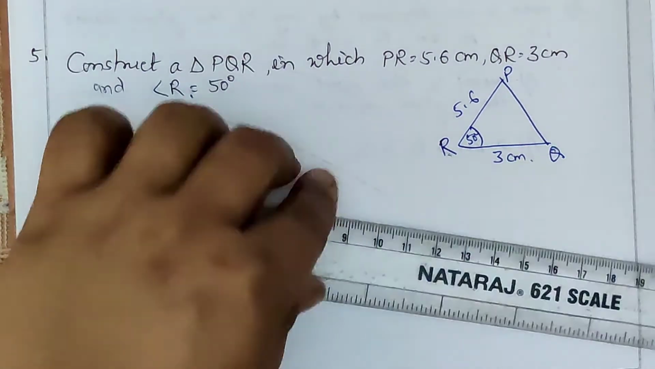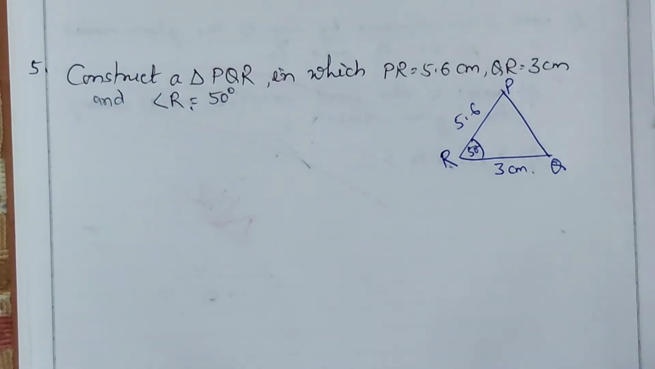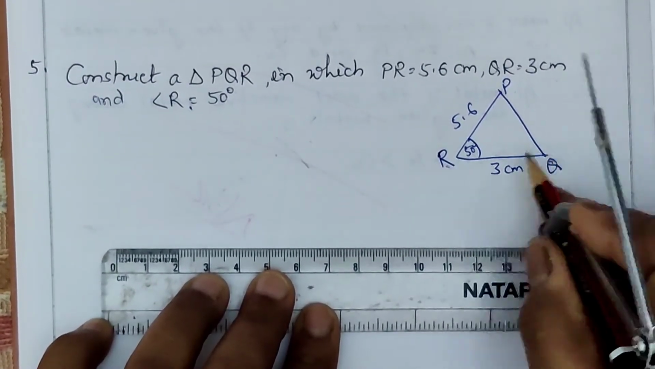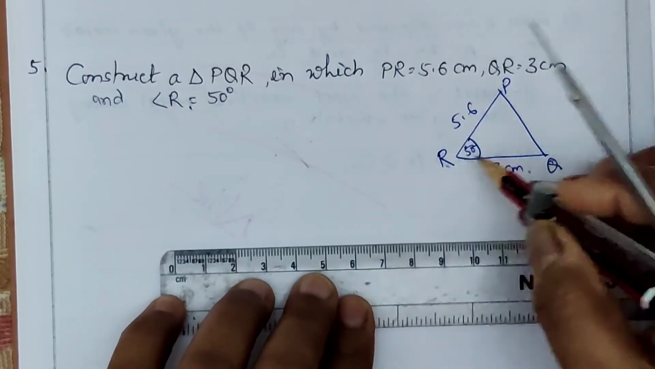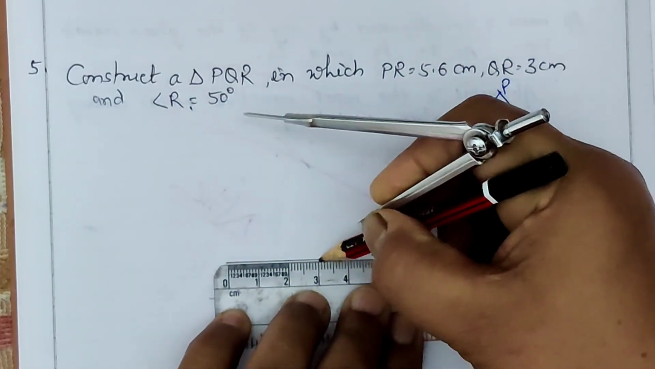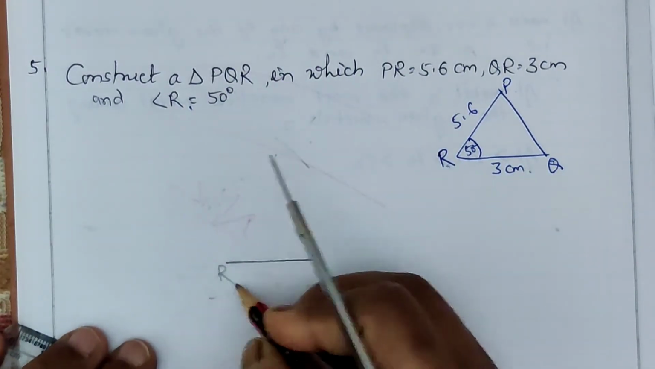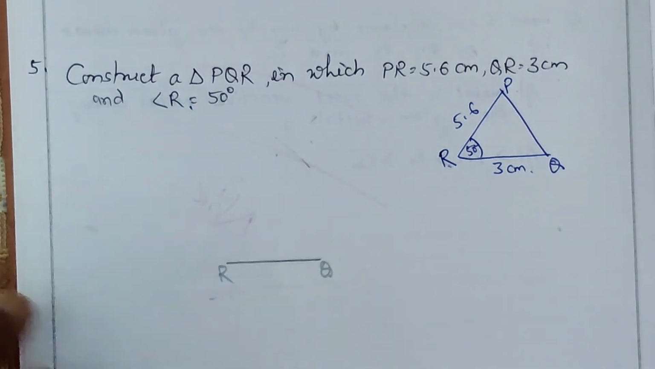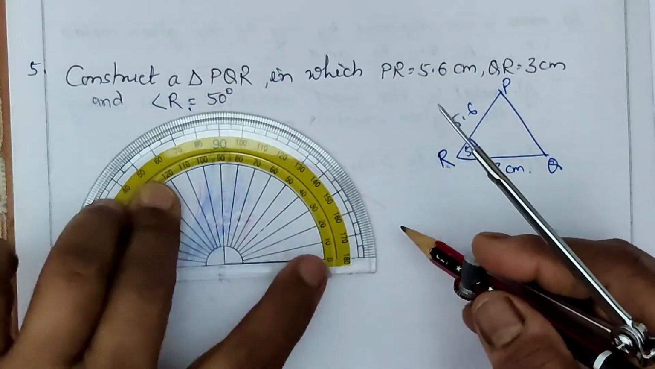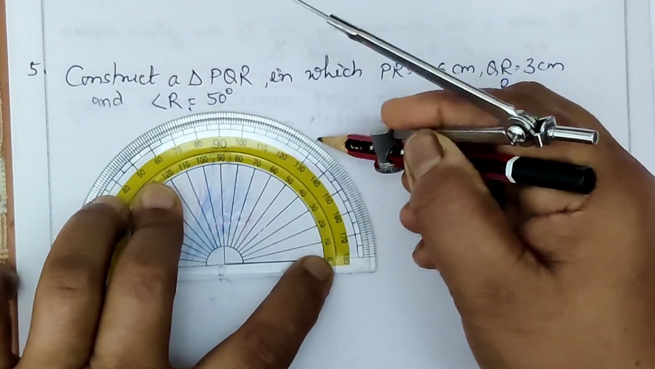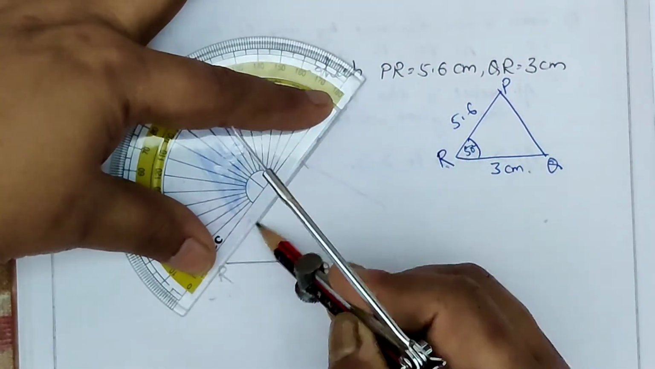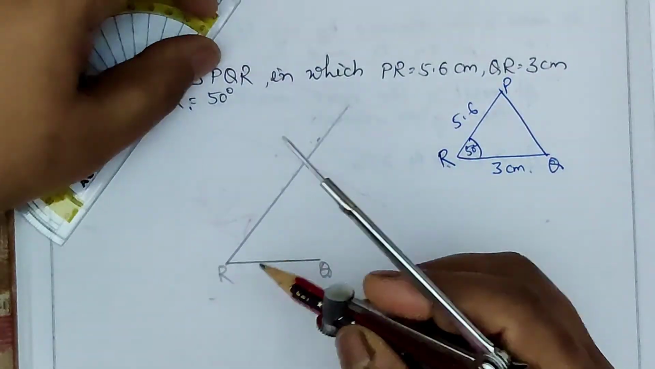Now the construction of this question. First we have to draw QR of 3 centimeters. This point is R and this point is Q. Make an angle of 50 degrees at R. The 50 degree angle can be made with the help of a protractor.